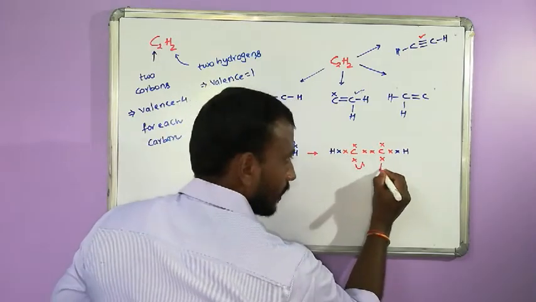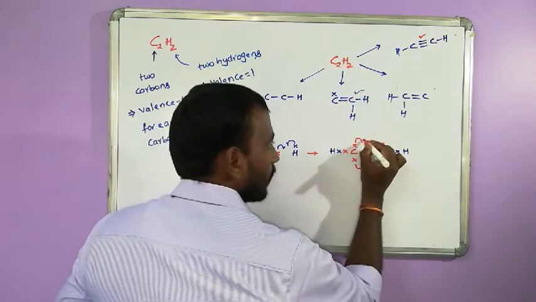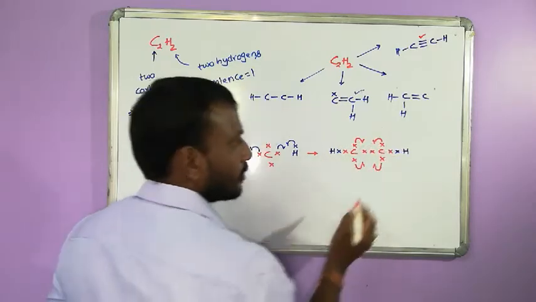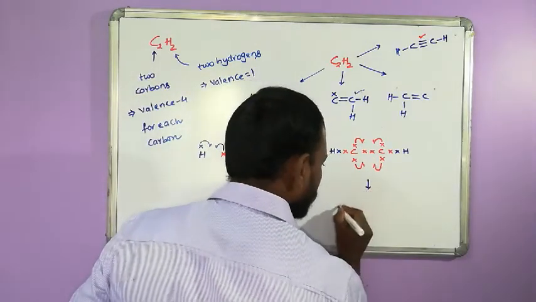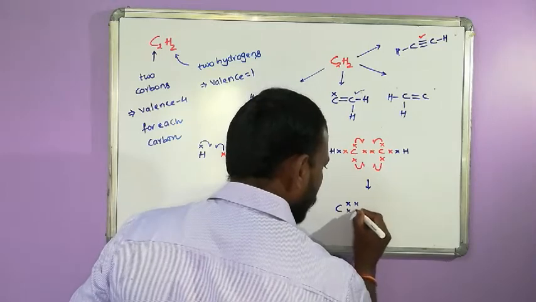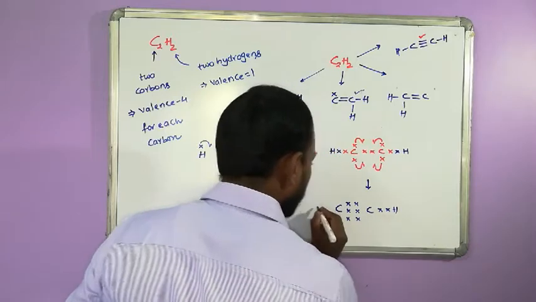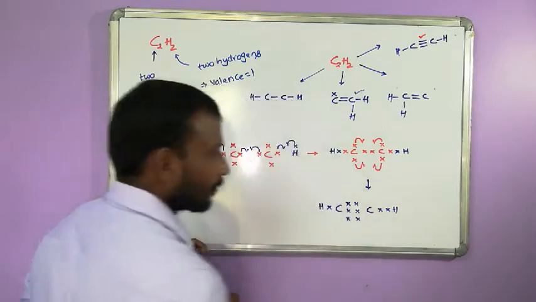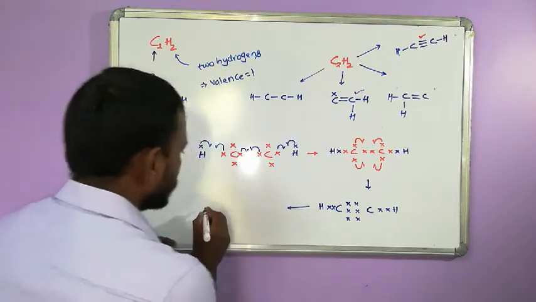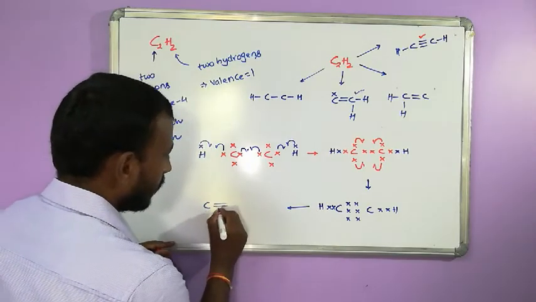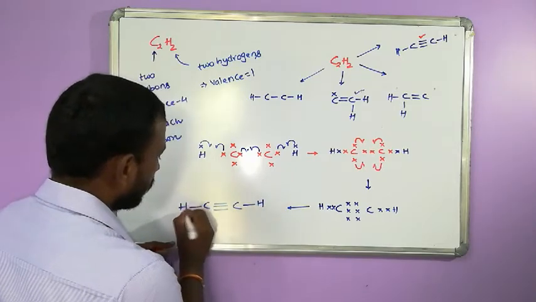electron is going to be shared with the other carbon. This is giving rise to one other additional bond, and these 2 electrons are shared between each other. So finally you are going to get a structure in this manner. So you can write this as H, C triple bond C, H.